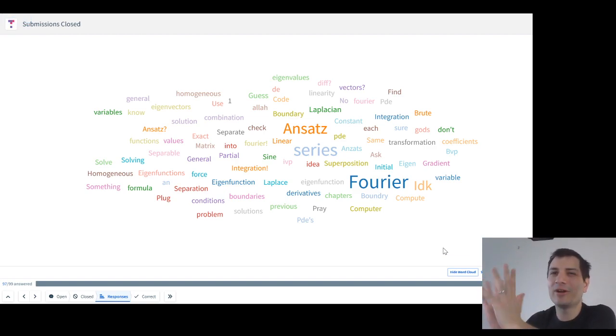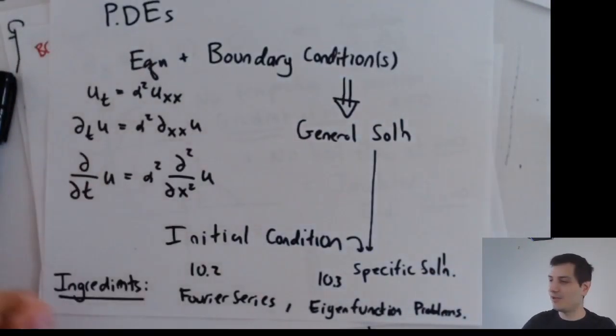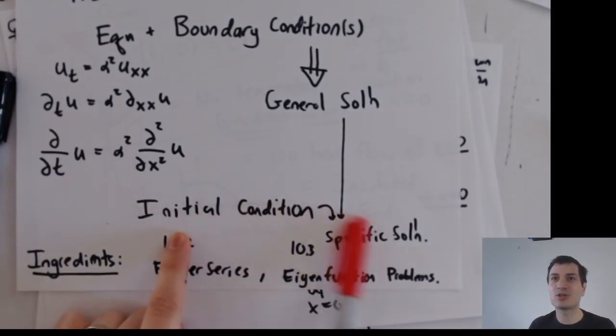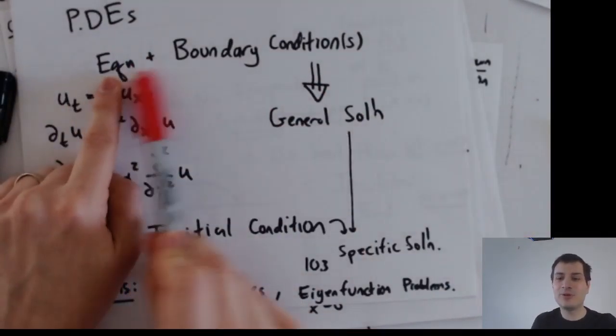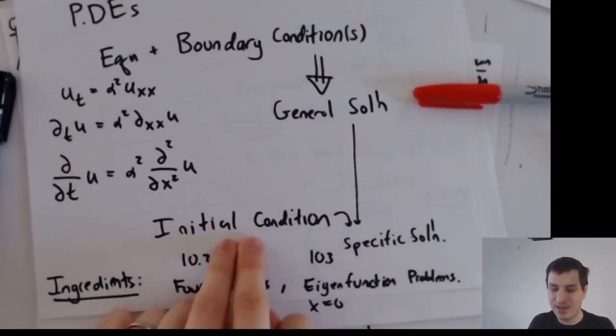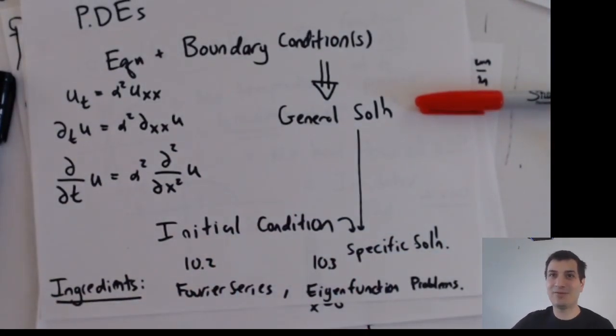There will be some Fourier series, but it turns out Fourier series are not part of finding the solution. If I go back to the picture I had here, finding the general solution does not involve Fourier series. Fourier series are only going to be involved in the initial condition part. So if someone gives you an equation and boundary conditions, to find the general solution, there's no Fourier series. Then when we do this last little bit, that's where the Fourier series come in. So it's not Fourier series.